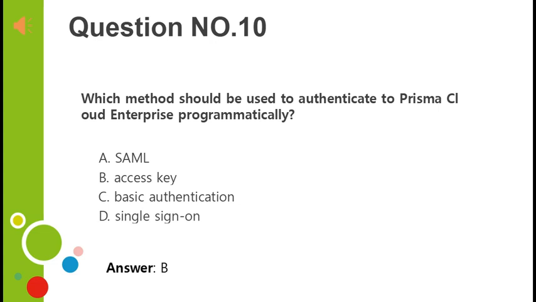Which method should be used to authenticate to Prisma Cloud Enterprise programmatically? A. SAML. B. Access key. C. Basic authentication. D. Single sign-on. Answer: B.